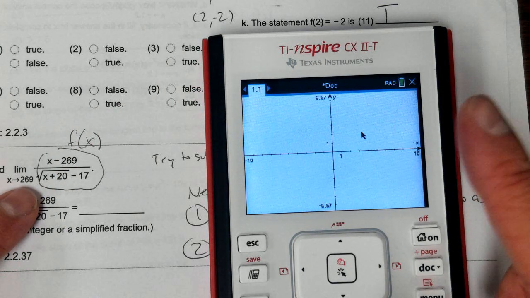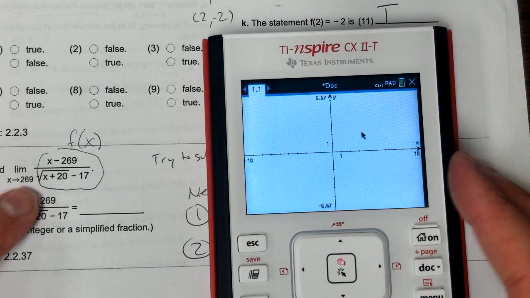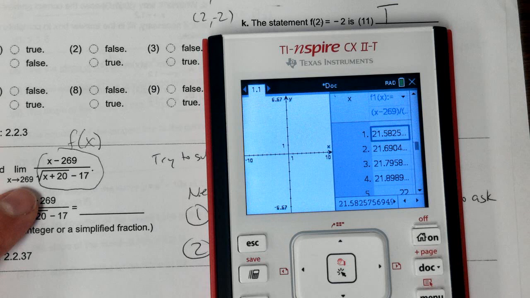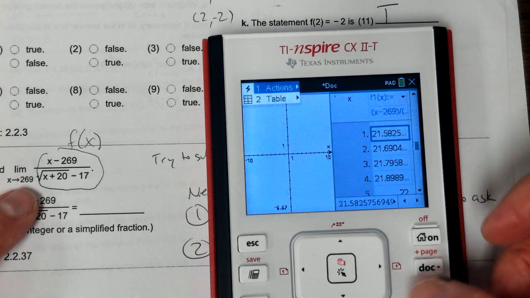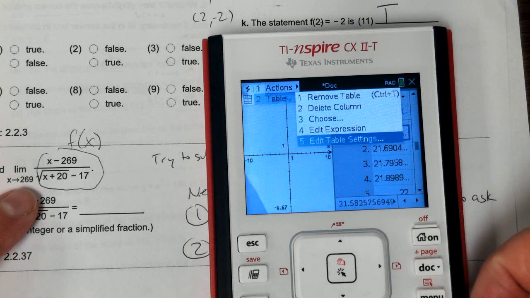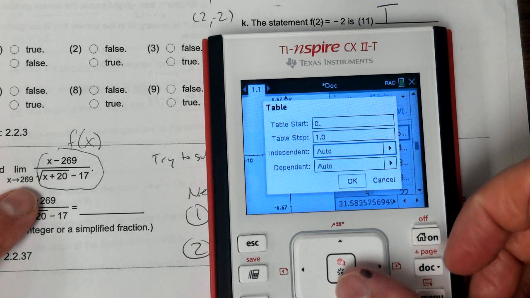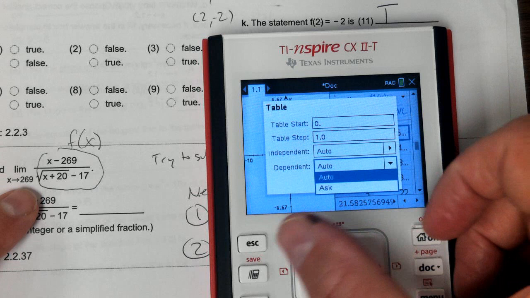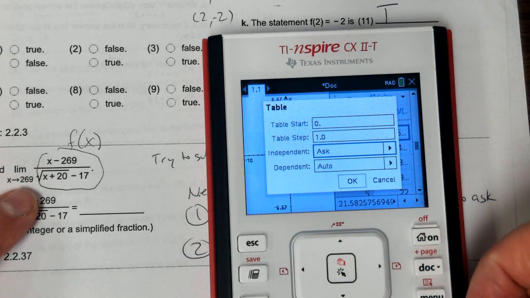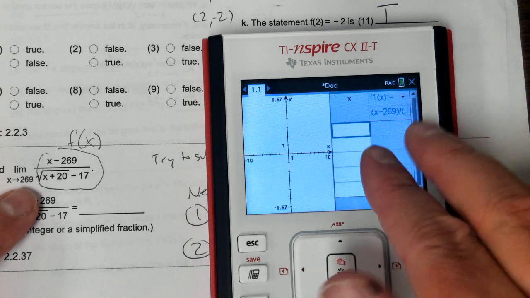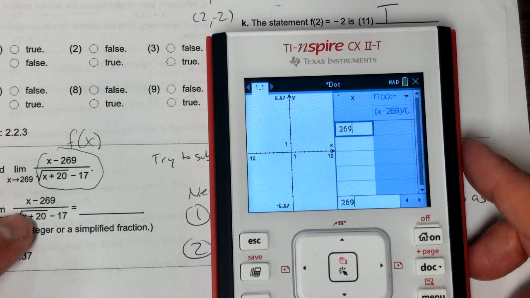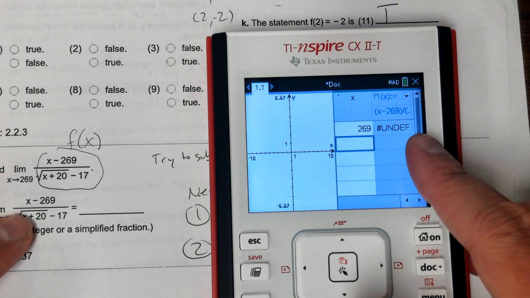Okay, so if I go into the table, there's all my numbers. The best approach is to go to Menu, Table, Settings is number 5, and change independent to ask. So now it's all completely blank. And again, if I type 269 in there, it'd say undefined.